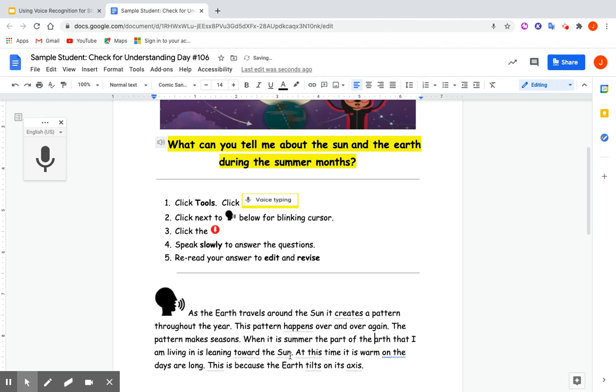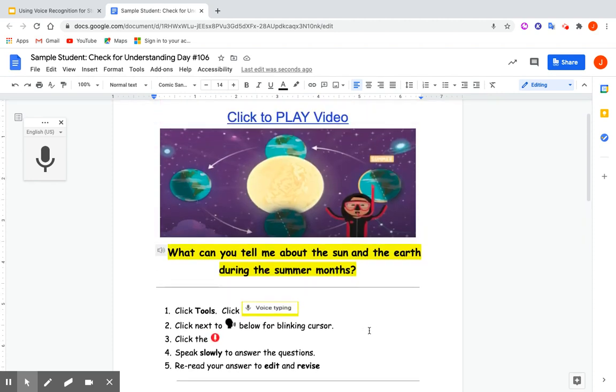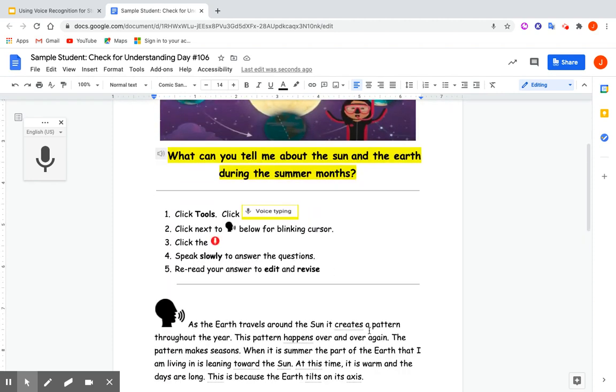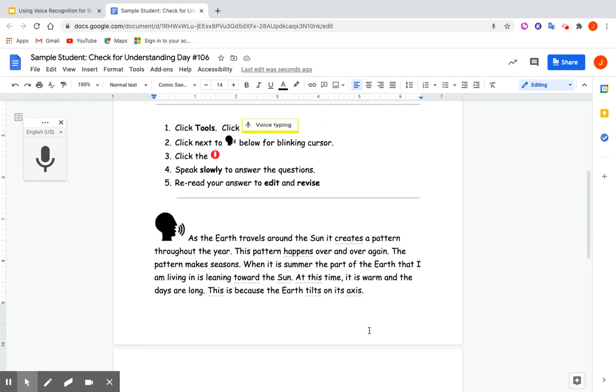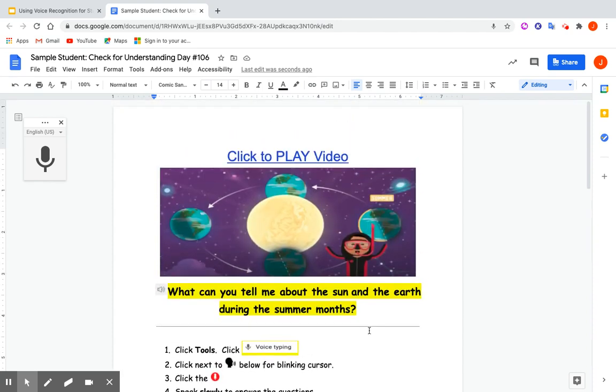I believe Earth is capital. At this time, it is warm. I'm going to put a comma. And, I should say and, the days are long. This is because the Earth tilts on its axis. That's it. I'm done. I can now turn this in my Google Classroom or in Seesaw or wherever I need to send this to get it to my teacher.